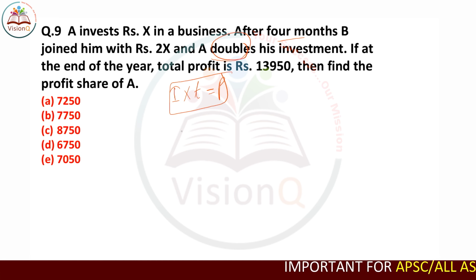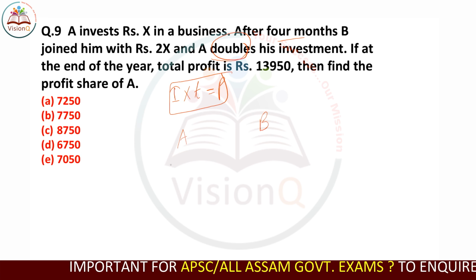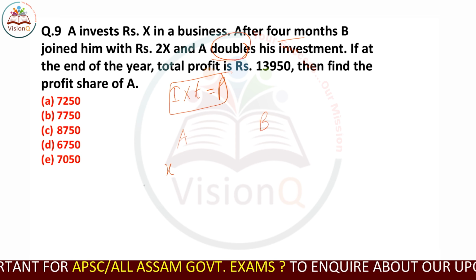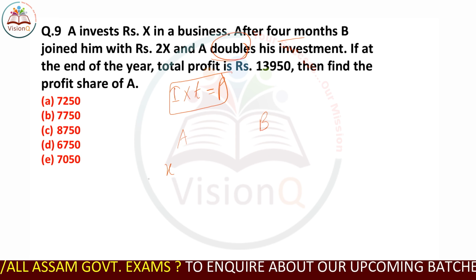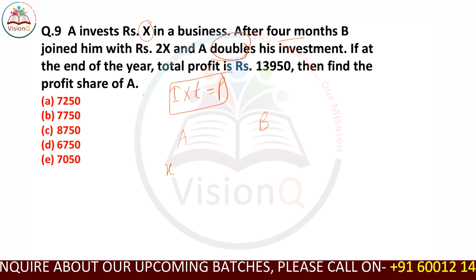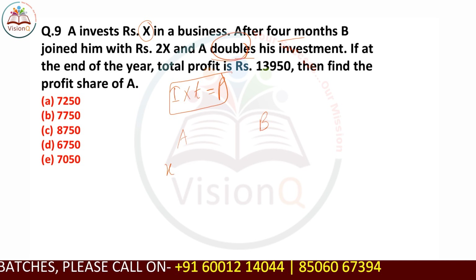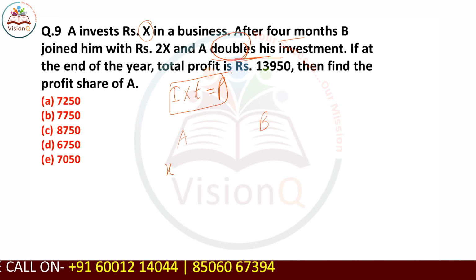Now, there are two partners in the business here, A and B. A invests X in the business first of all. Now, after 4 months, what happens? This investment of A will be for 4 months only, because it is given that after 4 months, A doubles his investment. So, this investment, that is X, will be for 4 months only.